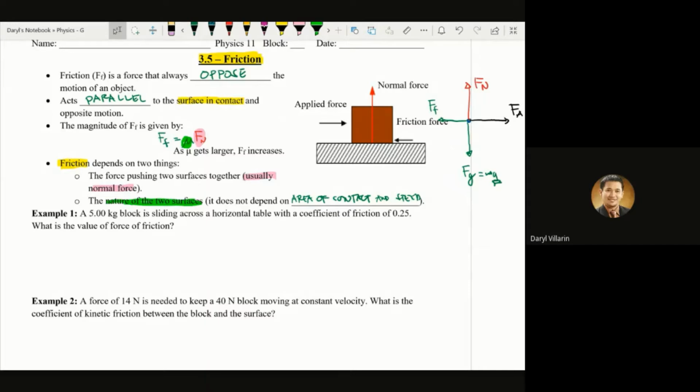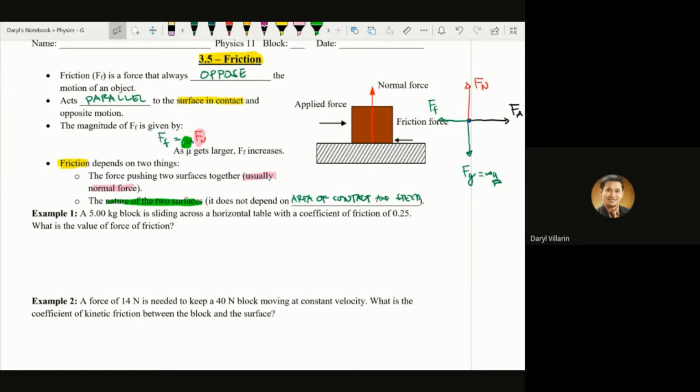Essentially, it's only dependent on the type of surfaces in contact as well as the normal force. Again, the normal force gives you the idea how hard these two surfaces in contact push each other. Their directions would be different, but their magnitudes would be the same.